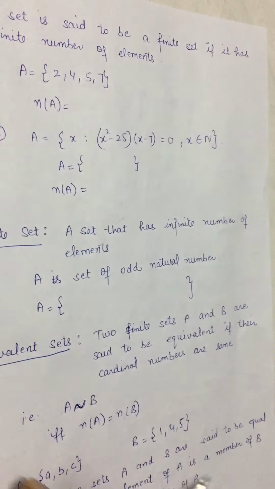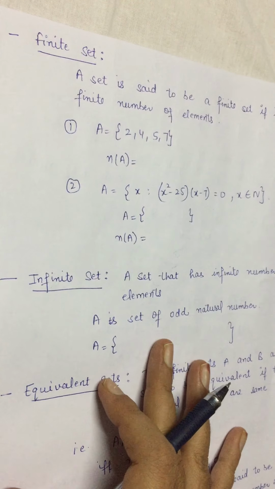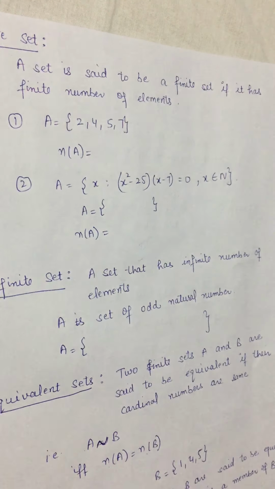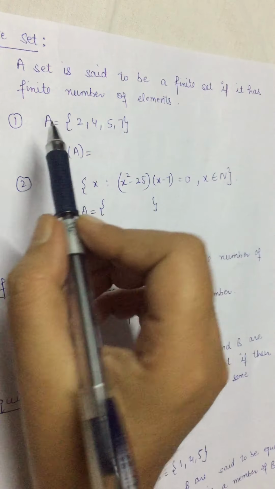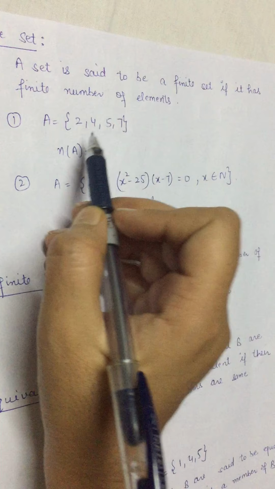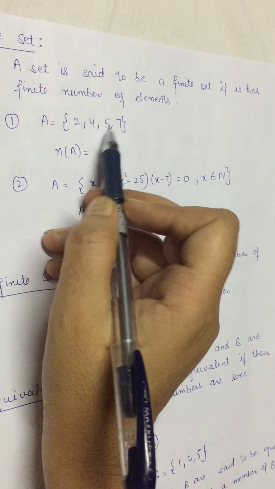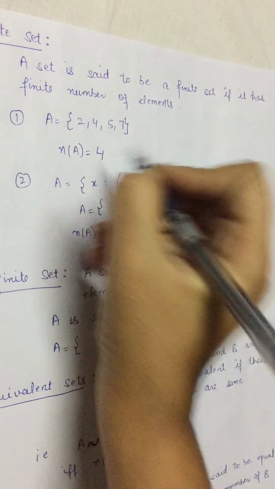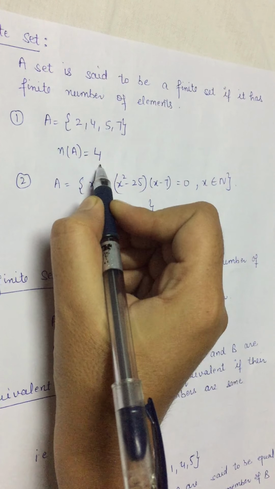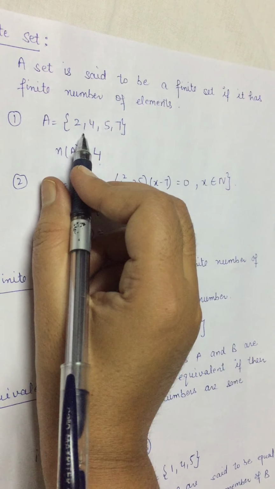So we move to the next type. The next type is a finite set. A set is said to be finite if it has a finite number of elements. Just count the elements of the given set. Here the number of elements is 1, 2, 3, 4. So the number of elements is 4. 4 is a finite number, so we say this set is a finite set.